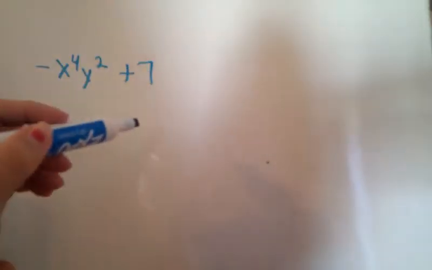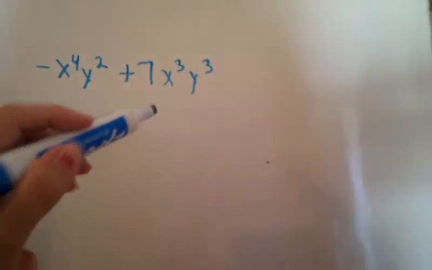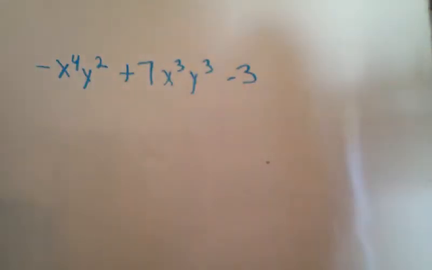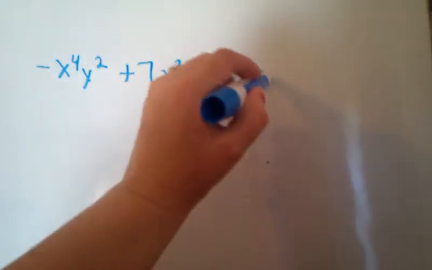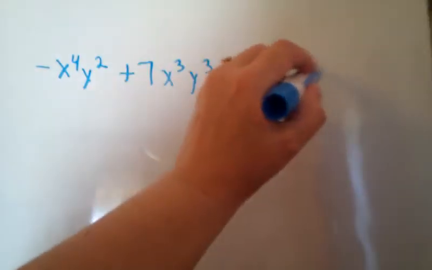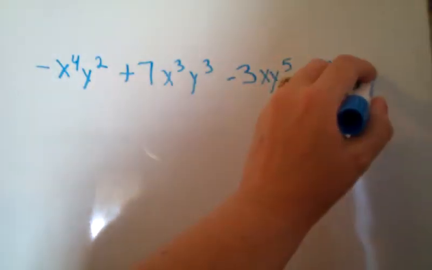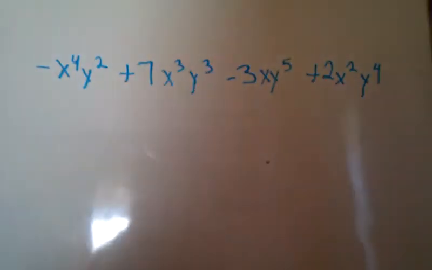Alright, if we have minus x to the 4th y squared plus 7x cubed y cubed minus 3x y to the 5th plus 2x squared y to the 4th, it wants us to put these in the proper order.